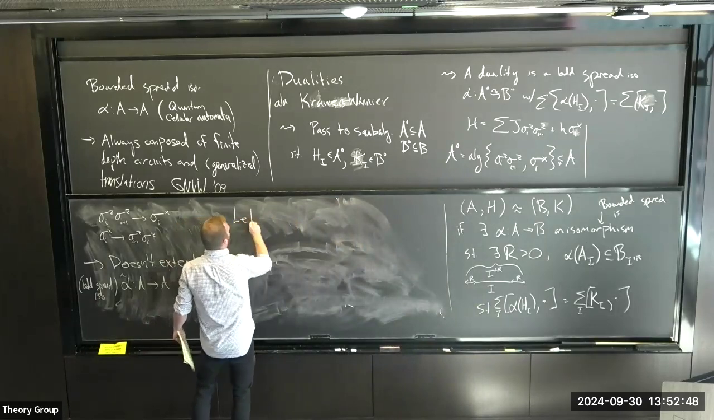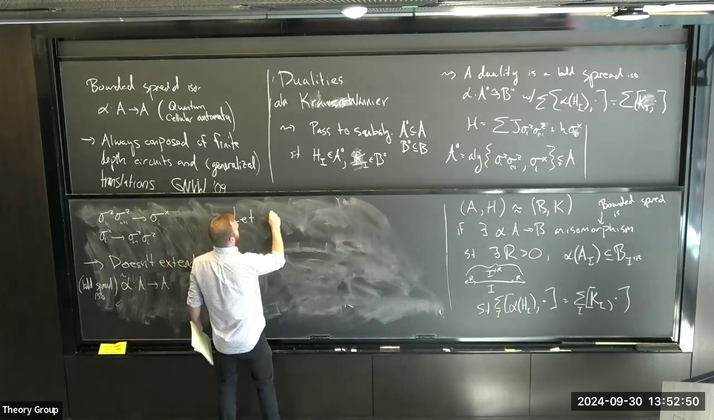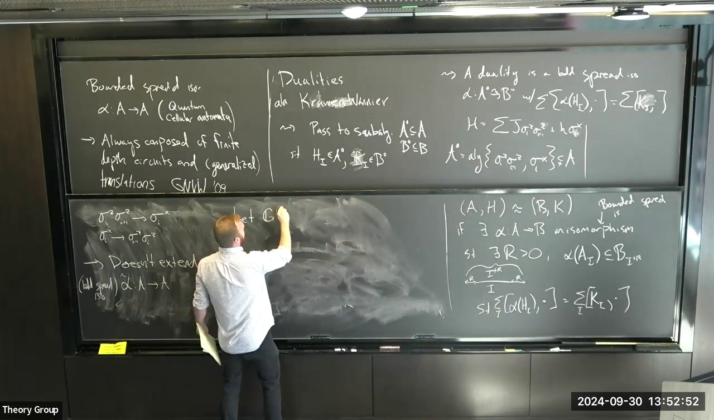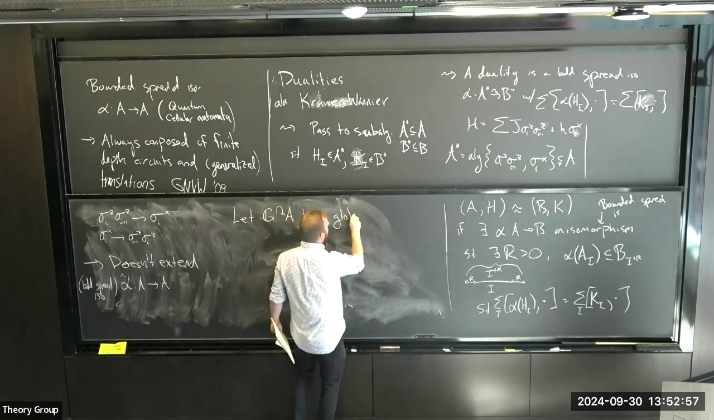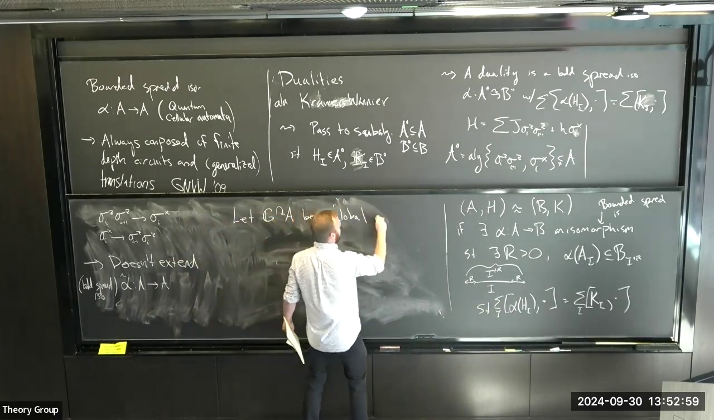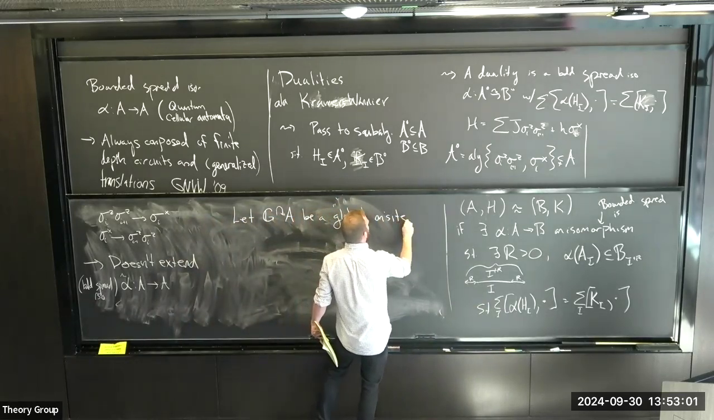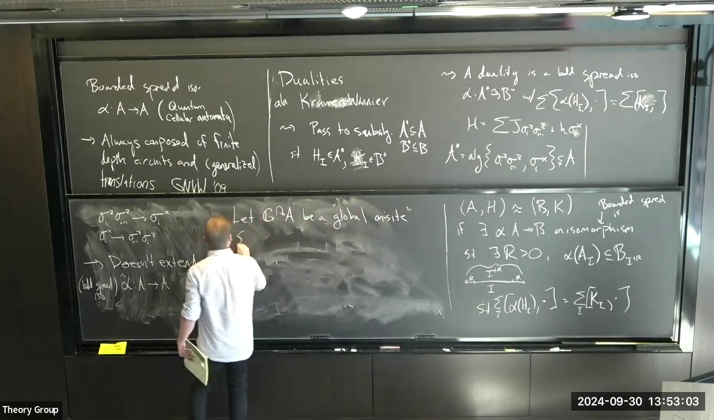So let's, I'll say it this way, I'll write it as this for now. Be some kind of global on-site maybe symmetry. I'll put these in quotation marks. Symmetry. So what do I mean by this?